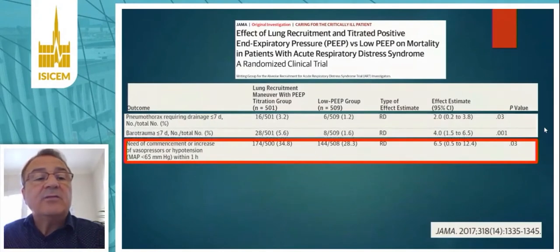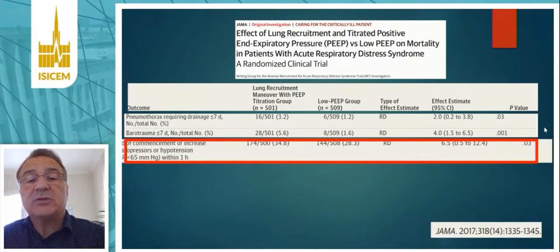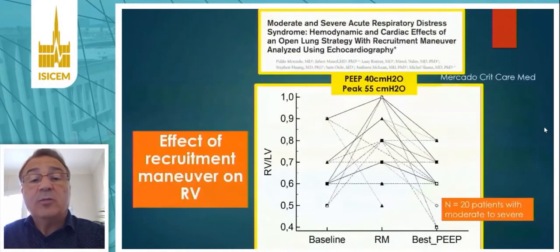And you see that the need for commencement or increase of vasopressors or hypertension is very high in the group with a lung recruitment maneuver with high PEEP titration. And so it means that when we do the recruitment maneuver, and we demonstrated that in this study analyzing 20 patients, when we apply a recruitment maneuver, we increase the size of the right ventricle. But after recruiting the lung, even if we apply a very high PEEP, we have no dilation at all of the right ventricle, and we move back to the same size as at baseline.